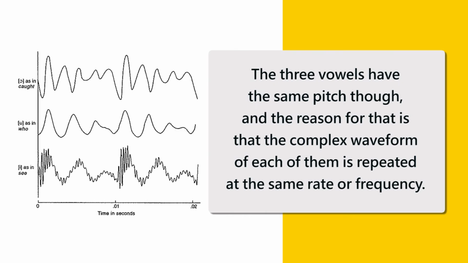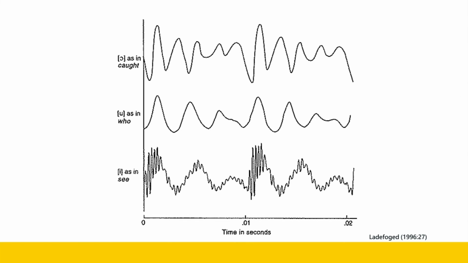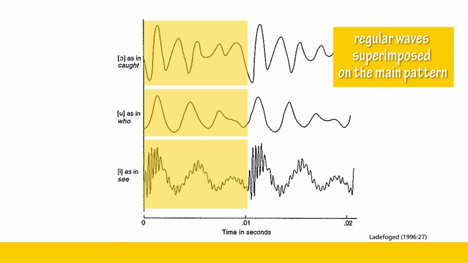The fact that they repeat themselves every hundredth of a second means that they have the same pitch, because it closely corresponds to the pitch. So if they have the same fundamental frequency, they have the same pitch. In each vowel, you can see one or two more or less regular waves superimposed on the main pattern. So what does that mean?